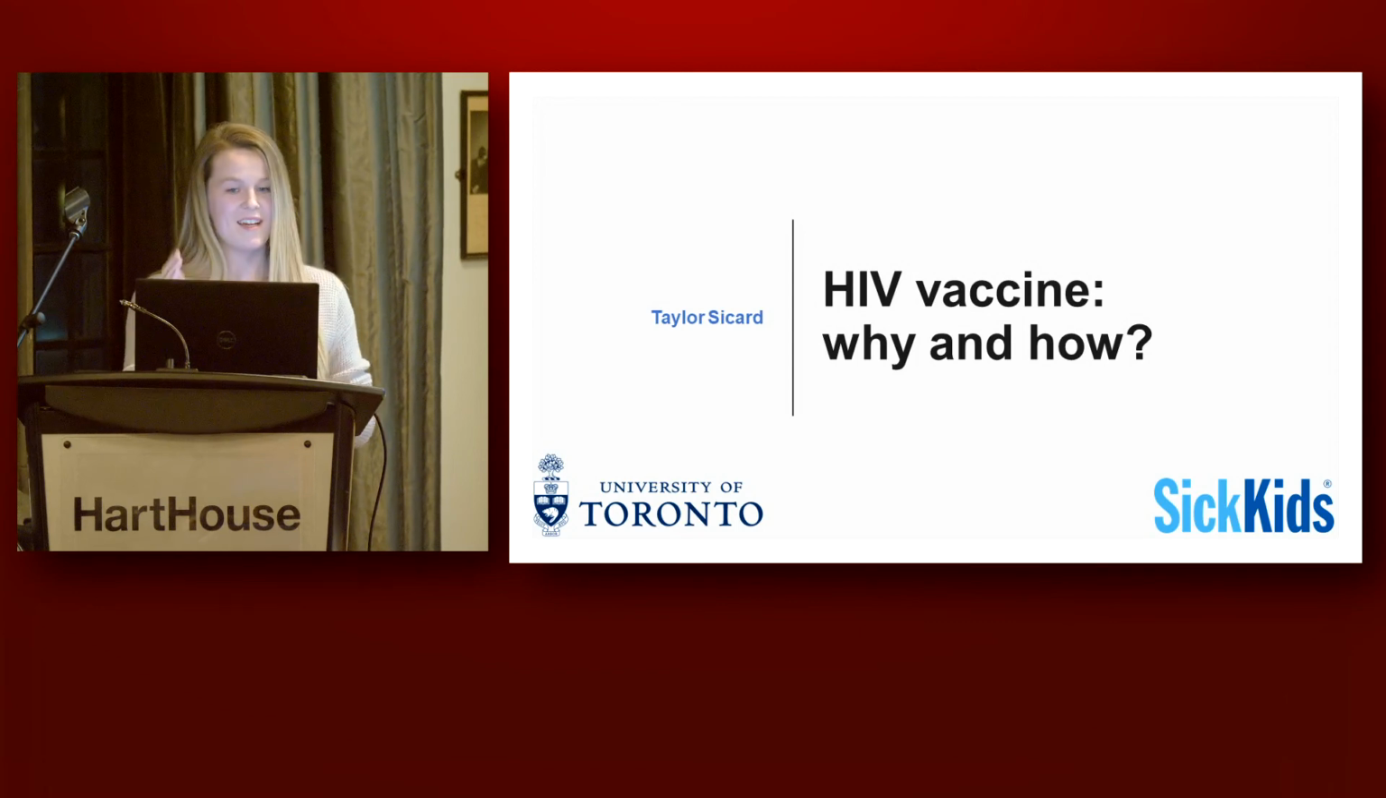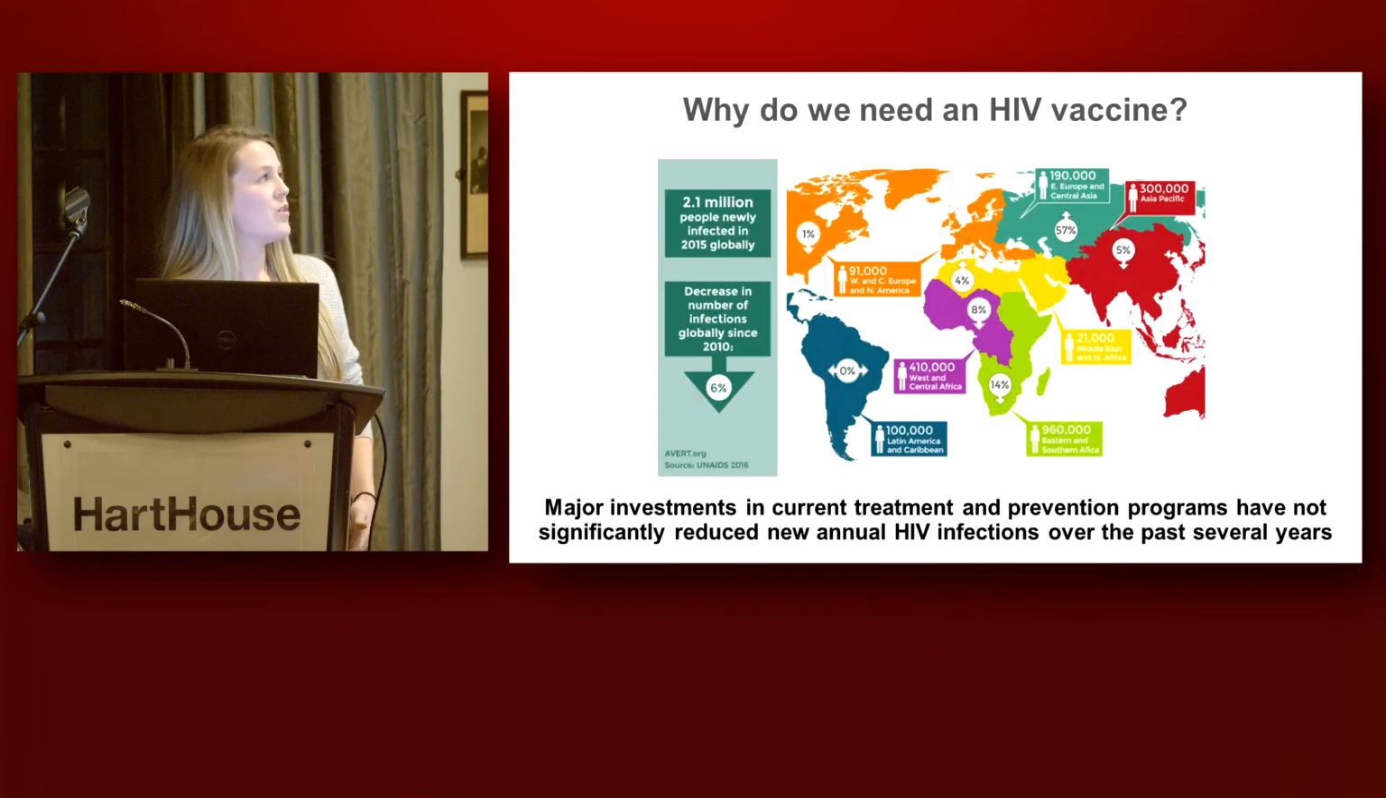So, how and why do we need an HIV vaccine? Abigail did a really good job of introducing what I want to say here, and that's that incidence rates, not only in Ontario but also globally, aren't going down the way they should be with the current prevention methods. Globally, in 2015, there were 2.1 million people newly infected with HIV. This is only a 6% reduction in new infections since 2010, over 5 years, despite major investments in current treatment and prevention programs.